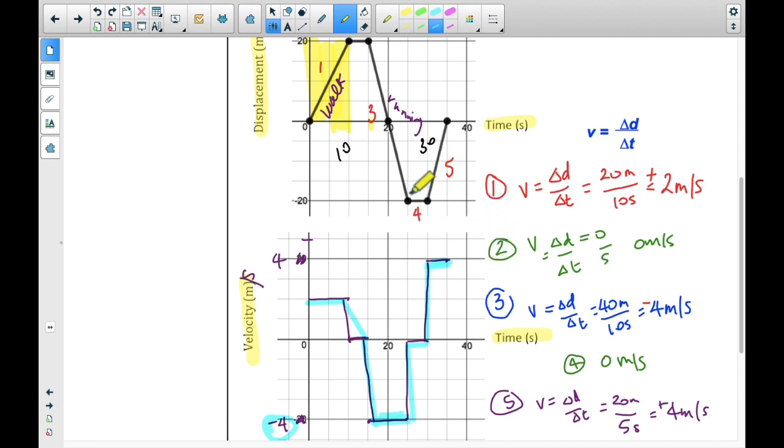Okay, we will spend some time changing between displacement and velocity, and then we have one more layer to go, and that's from velocity to acceleration.